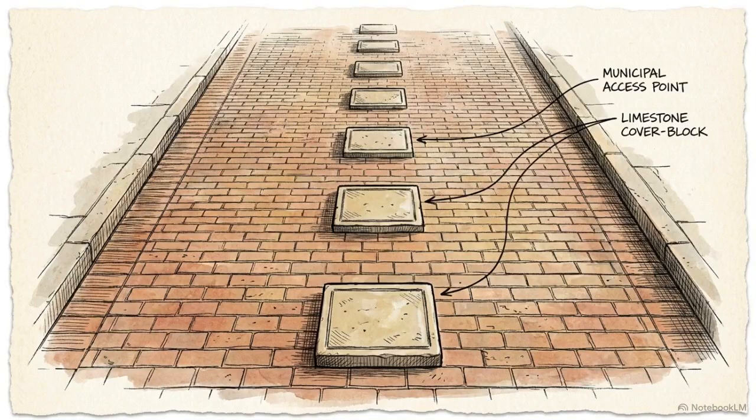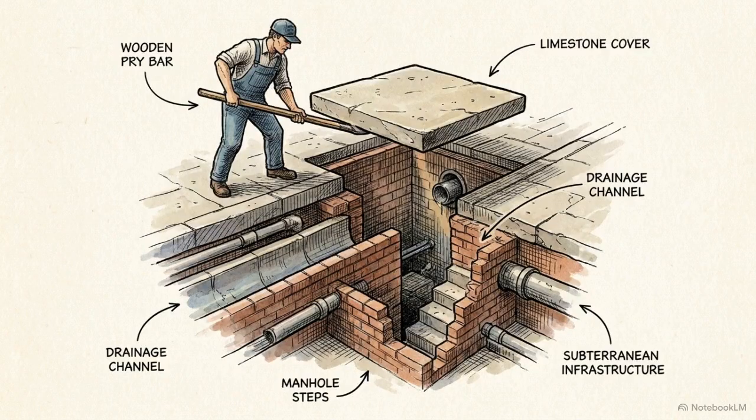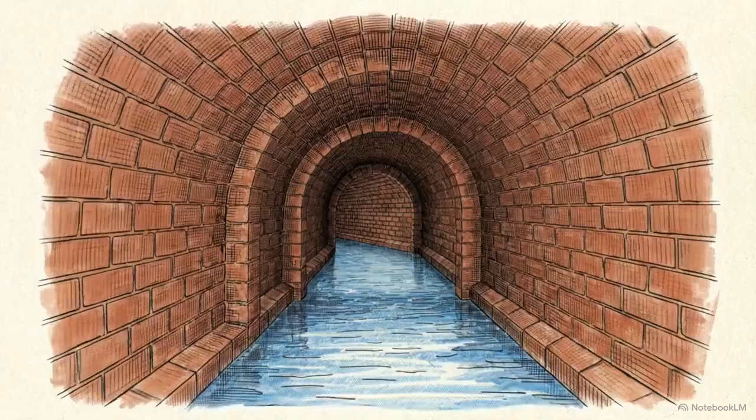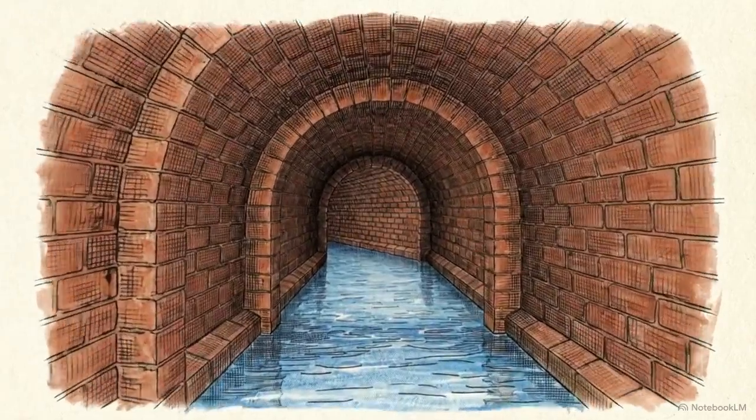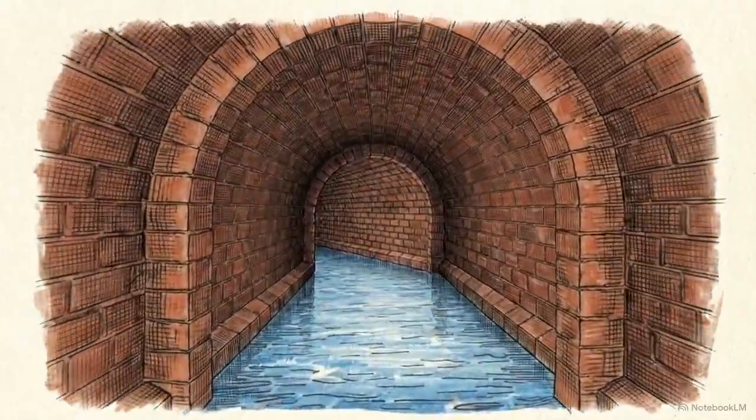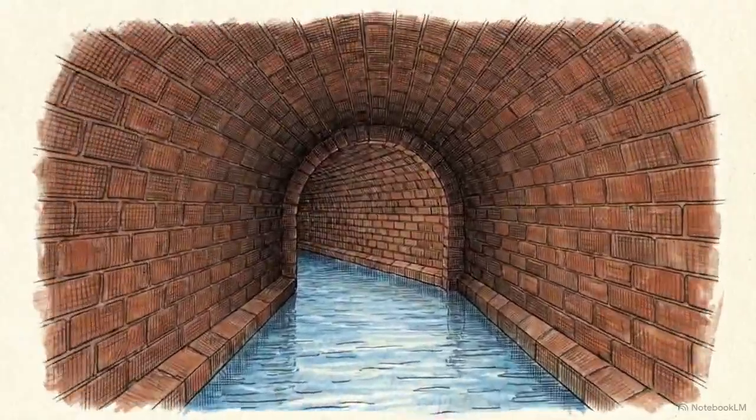The system included built-in access points spaced at regular intervals along the enclosed drains. These functioned as manholes, designed so maintenance workers could clear blockages and ensure long-term functionality. This network represents a systems approach to urban living, where public sanitation was engineered as a standard baseline.